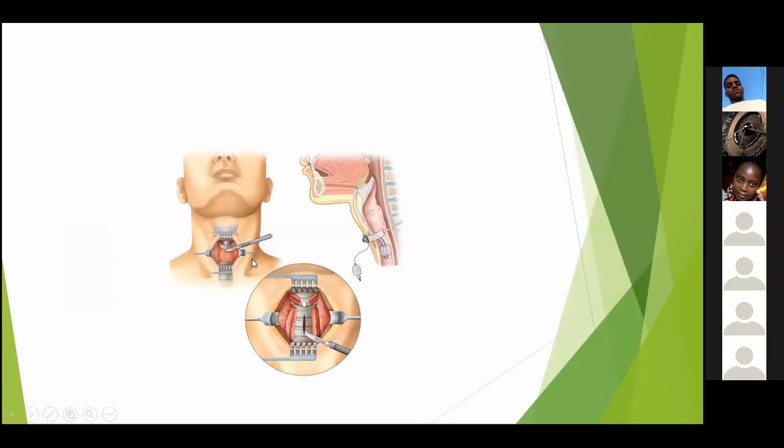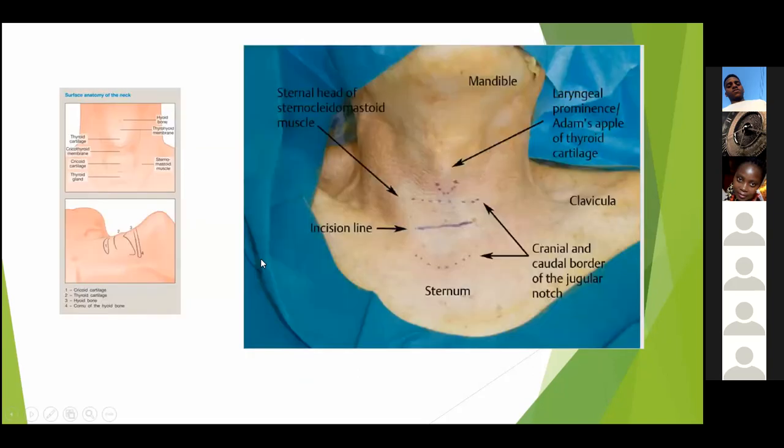So usually the incision you're making here can be a horizontal one or a vertical one. And that is dependent on whether you're dealing with an adult or a child, because we know that in children the neck is short. So if you're going to make a horizontal one, it's usually more complicated and more difficult. You find that the neck is short and small as well.